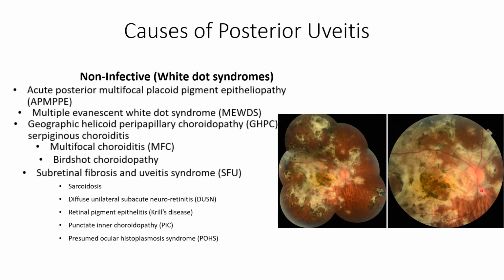Subretinal fibrosis and uveitis syndrome is a disease where, along with the choroiditis, when you have the healing occurring, there is fibrosis of the underlying subretinal tissue. So this causes a lot of damage to the whole of the layers of the retina and results in poor vision. This is a recurrent disease, so it can recur and cause extensive damage to the retina.